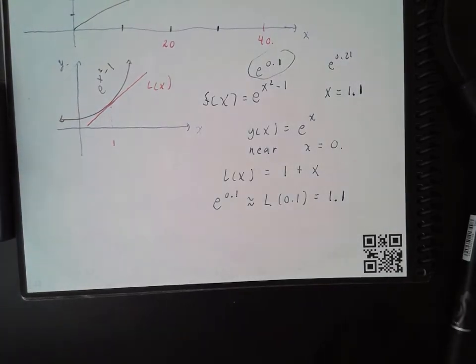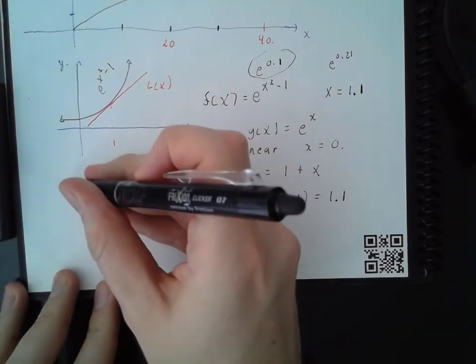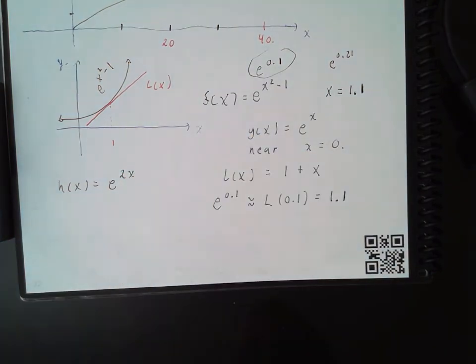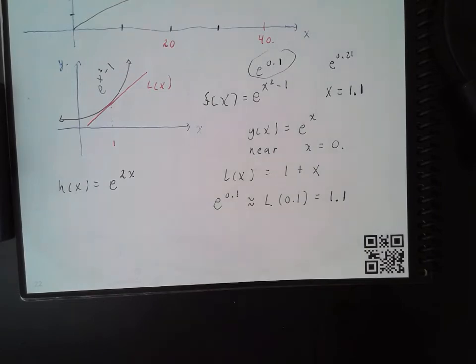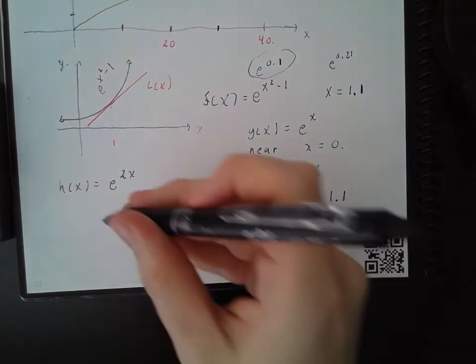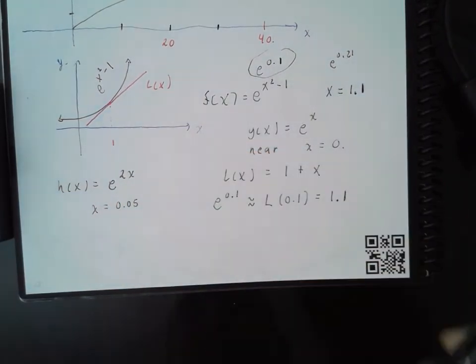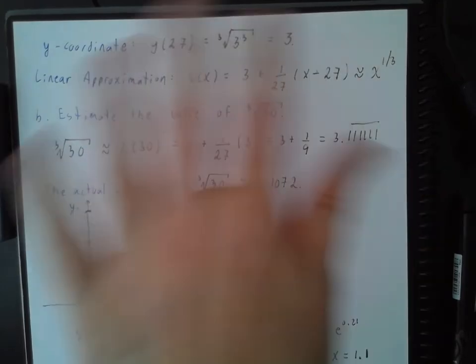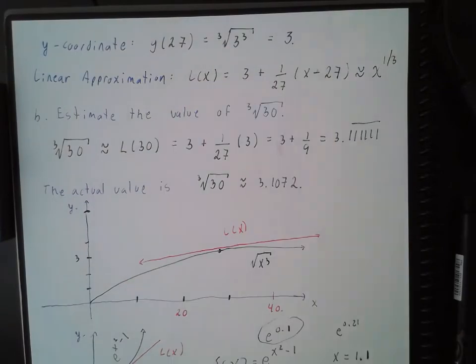But another person can come up with an idea and say that they want to use h of x equals e to the 2x. You can actually use this function to estimate the value of e to the 0.1, but then you have to be careful. The x that you would need to use is 0.05. And especially with all of these root functions, you have a lot of different points where you can do the linear approximation.